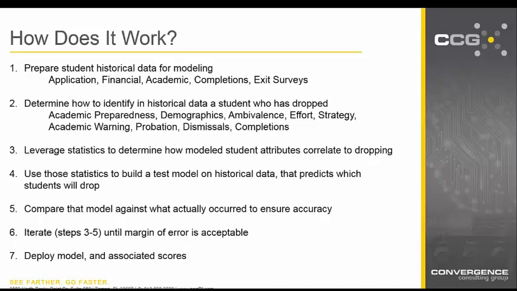We use those statistics to build a test model on the historical data. So we're going to run it for a particular cohort. We're going to identify those students who are at risk, and then we're going to test that against a different cohort who we have a known outcome, to see if we really did identify the same drop, from the 2007 class to the 2008 cohort. Did we get it? And we're going to repeat those steps until we find a model that's reliable.